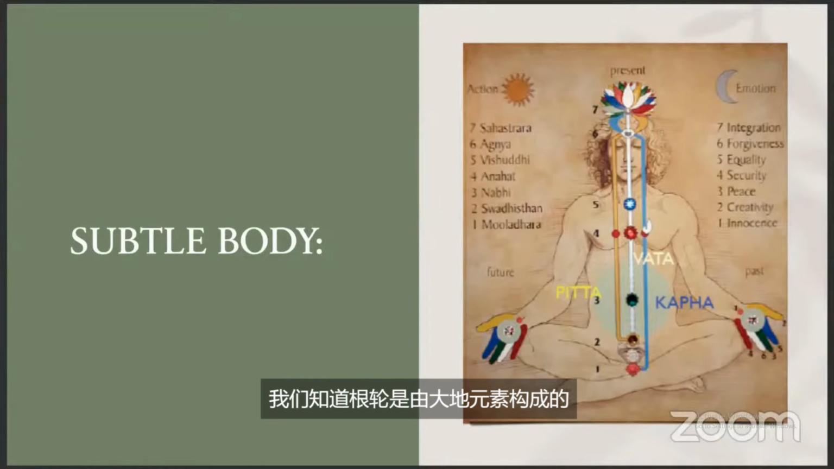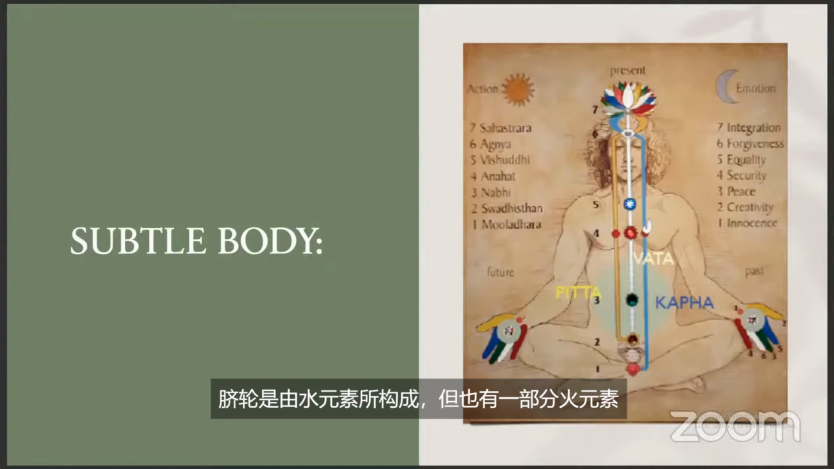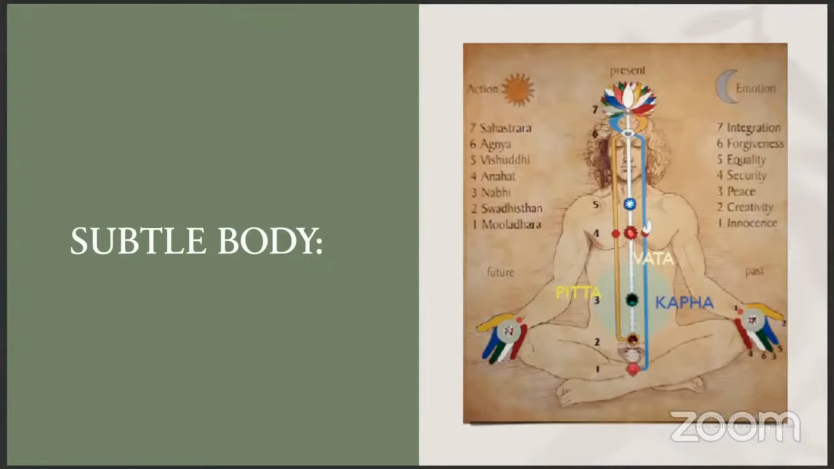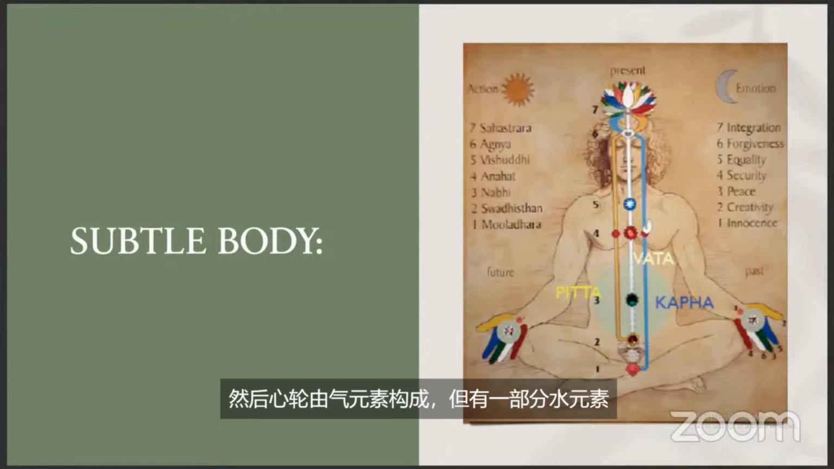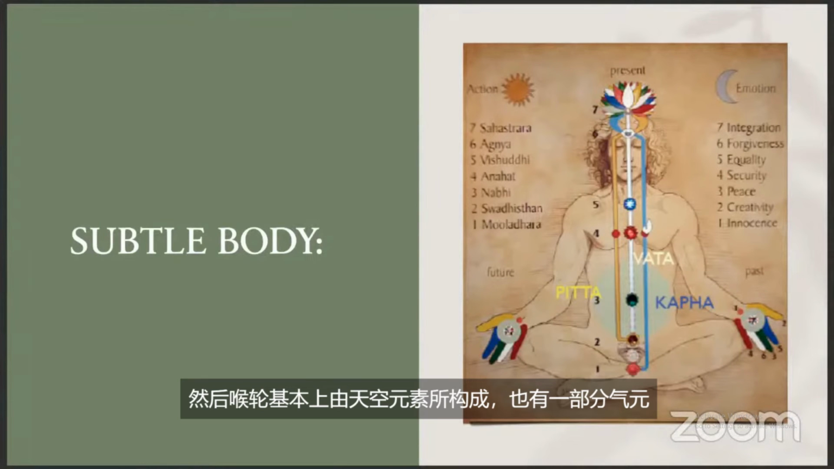As we all know, Muladhara chakra is made up of earth element. Then Swadhisthana is made up of fire, and part of water element also. Nabhi also is made up of water element, but there is also part of fire. Then the heart, Anahata chakra, is made up of air element, and also there is a part of water element. Then Vishuddhi is made up of ether element basically, and part of air element.